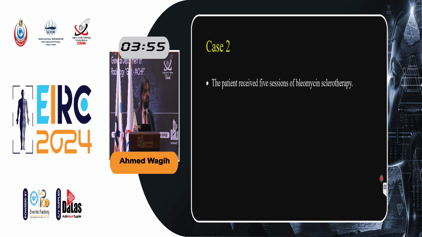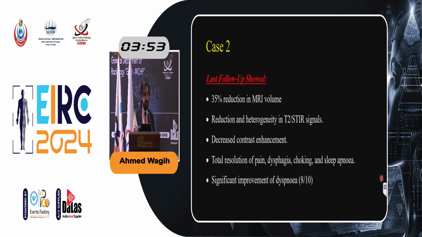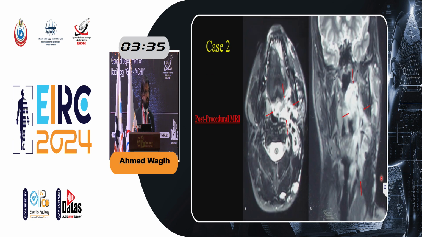This patient received 5 sessions of bleomycin sclerotherapy. On the last MRI follow-up, we saw a 35% reduction in MRI volume. There was also a reduction in heterogeneity of the T2 and STIR signals, decreased contrast enhancement, and total resolution of most symptoms with significant improvement of dyspnea, which was graded 8 out of 10. This is the post-procedure MRI.